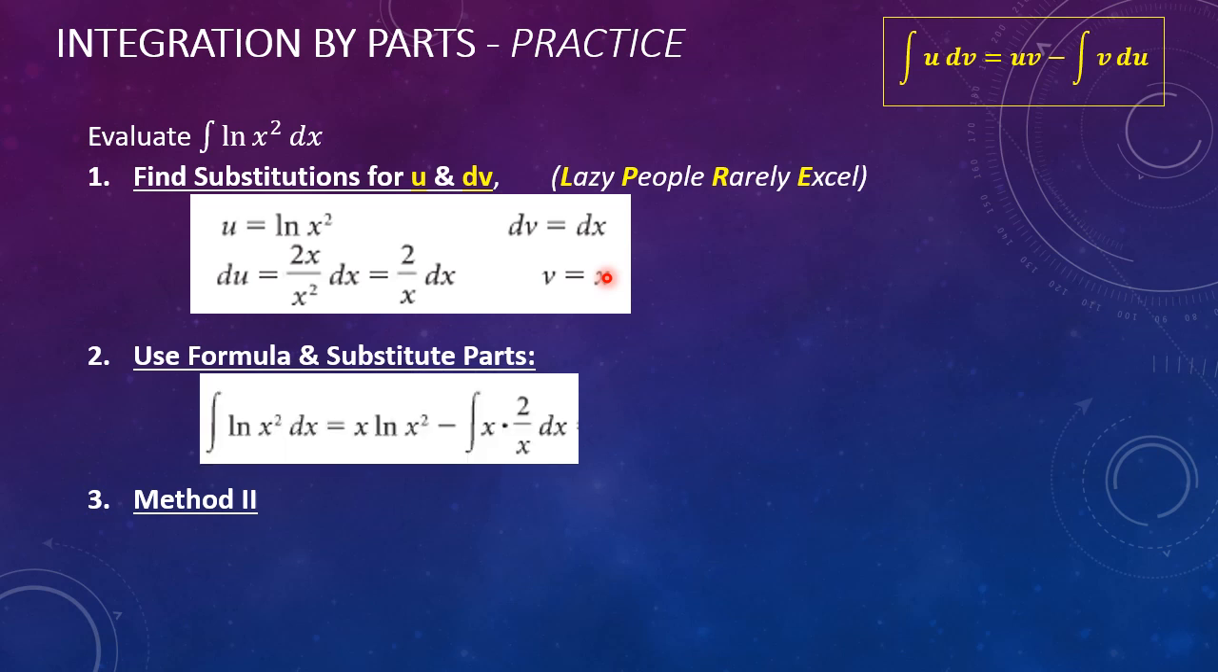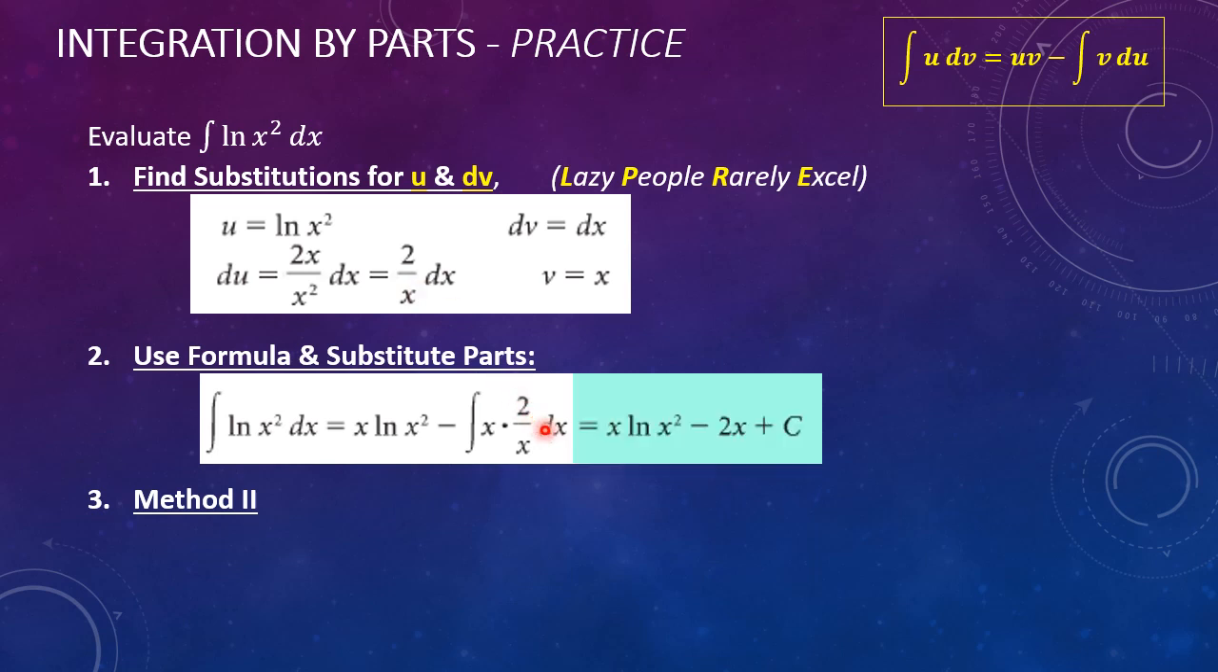So we can plug this into the formula. We get uv, x times log of x squared, minus the integral of v du, x times 2 over x dx. This is a very simple integral to solve. So we get the integral of just 2 dx, and of course the integral of 2 dx, just 2, is 2x.